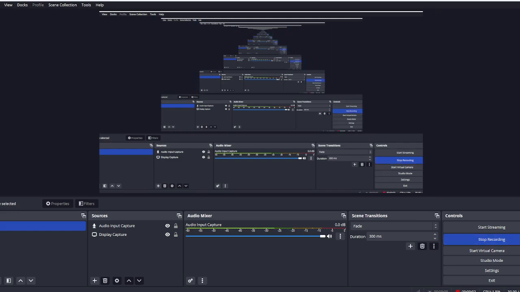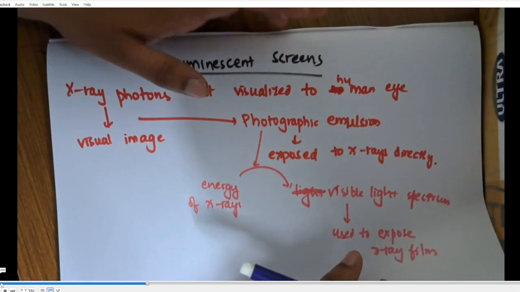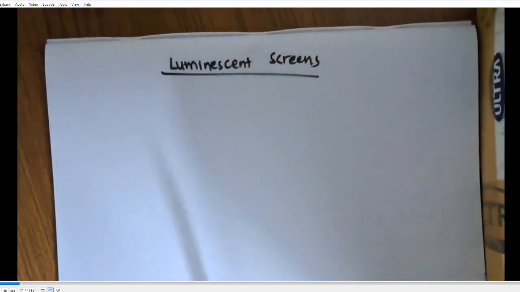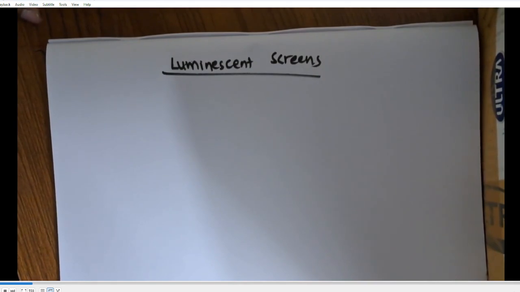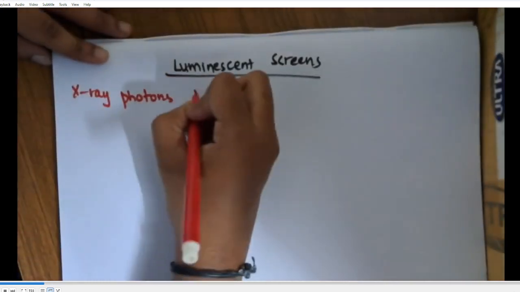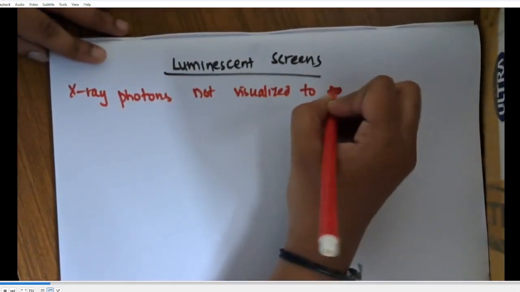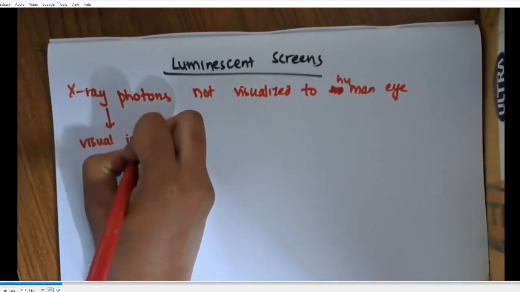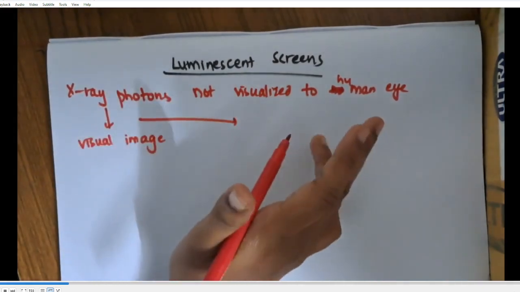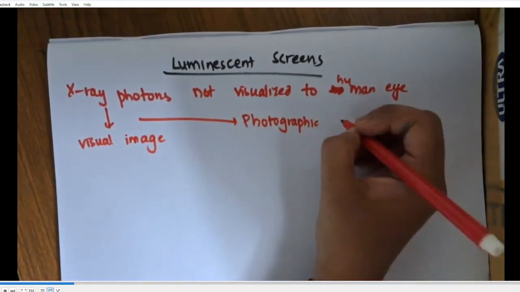Hello friends, let us now learn some important points about the luminescent screens. In luminescent screens, first, the X-ray photons which make up the important diagnostic radiological image cannot be visualized by the human eye. So, this information is to be converted into a visual image by two methods.